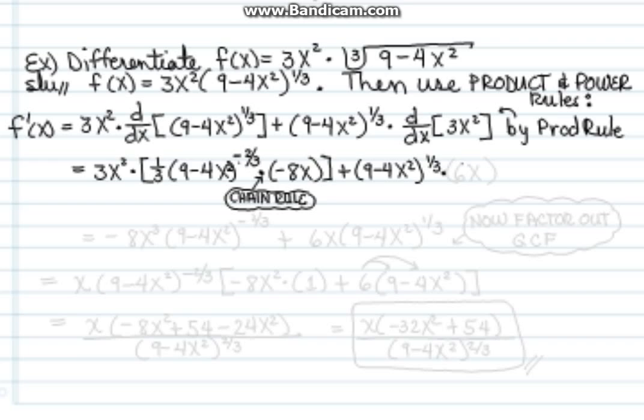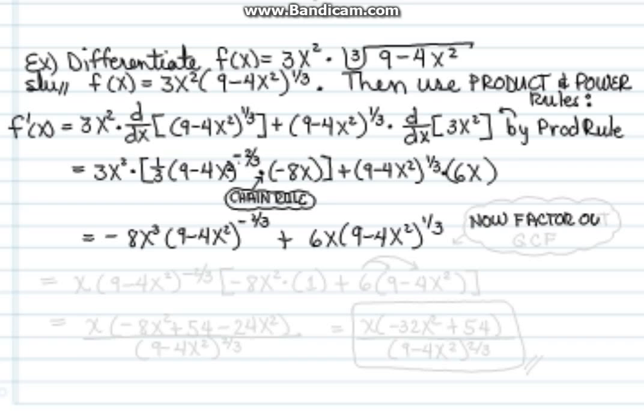He's 9 minus 4x squared to the 1/3 times the derivative of 3x squared by the power rule. It gives us 6x. So we have negative 8x cubed times 9 minus 4x squared to the negative 2/3 plus 6x in the front times 9 minus 4x squared to the 1/3.